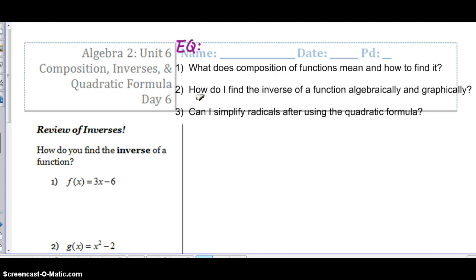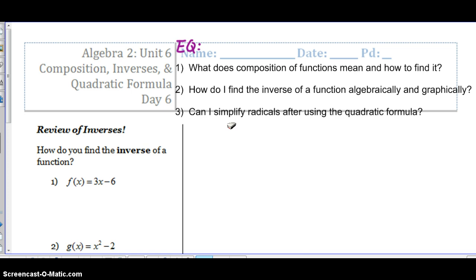So again, this video is for page 2, and it's how do I find the inverse of a function algebraically and graphically. This is the video that we want you to watch tonight. We will be practicing all 3 topics in class tomorrow, and if you still have confusions after class, then please go back and watch the videos about composition and how to use the quadratic formula.